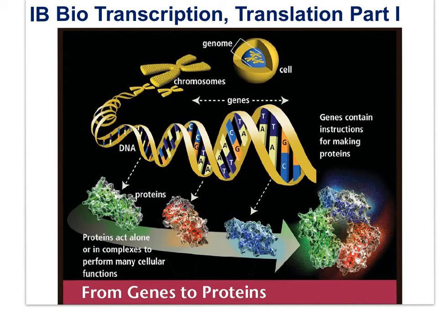In IB Bio, Transcription Translation Part 1, the focus will be on an overview of protein synthesis, in addition to some background information helpful in understanding transcription and translation. The essential ideas are genetic information in DNA can be accurately copied and can be translated to make the proteins needed by the cell. And secondly, information stored as a code in DNA is copied into mRNA.